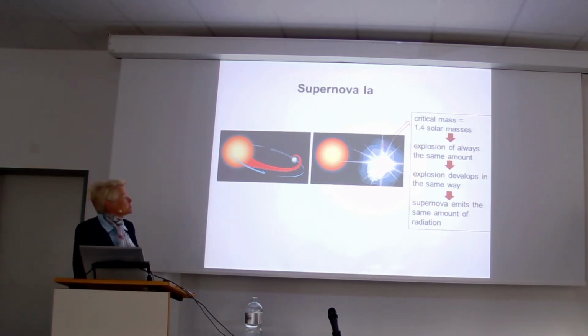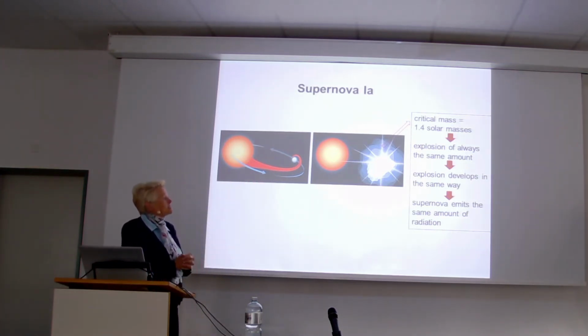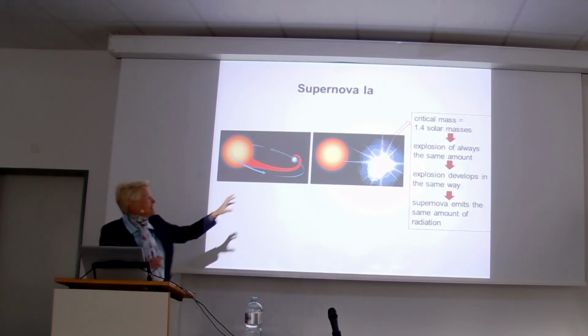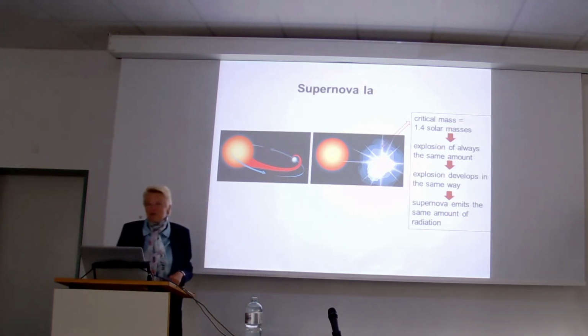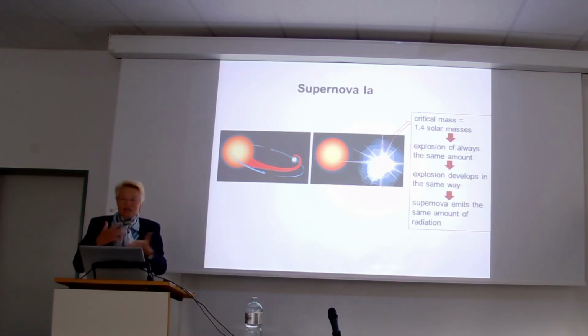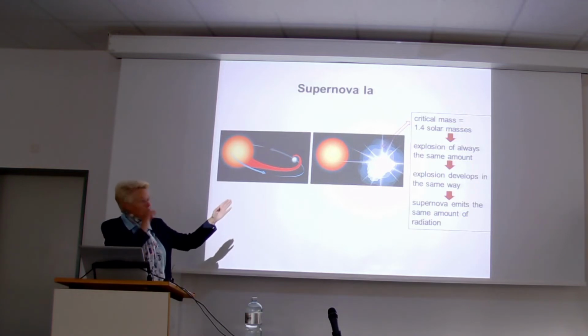And then it is always the same amount of matter that explodes. The explosion develops always in the same way, and that means the supernova emits the same amount of radiation. This is the principle. Of course, when you look at it closer, it is not so simple. It depends a bit on what element this white dwarf is made of. It might be that not all the radiation reaches us, that there are some gas and dust in between that takes away some of the radiation. So those are the details that make this really difficult to measure. But in principle, it is possible to use this.